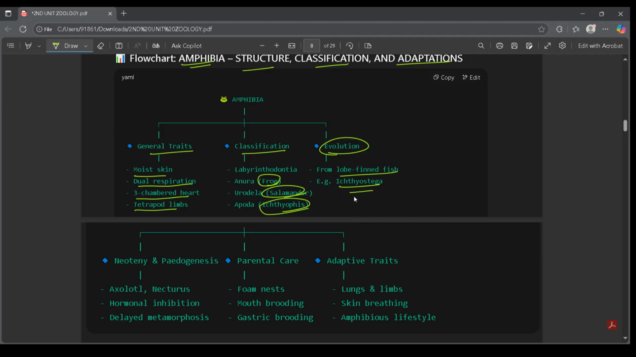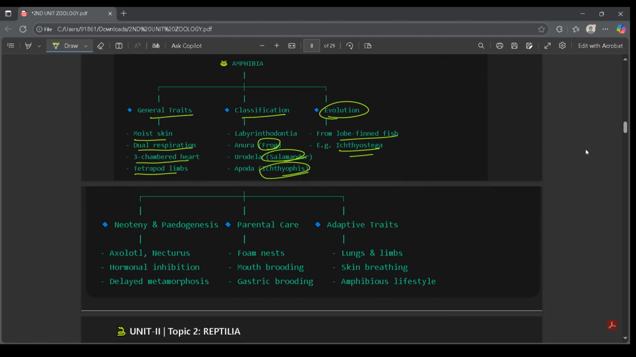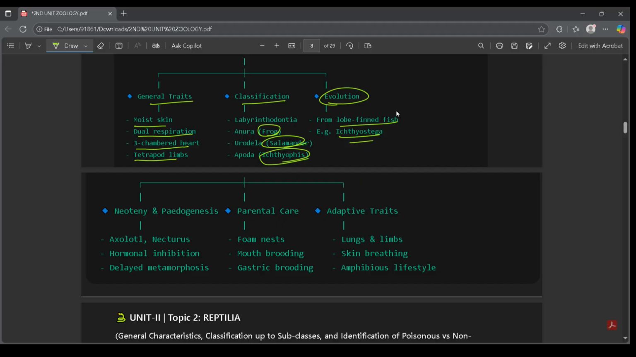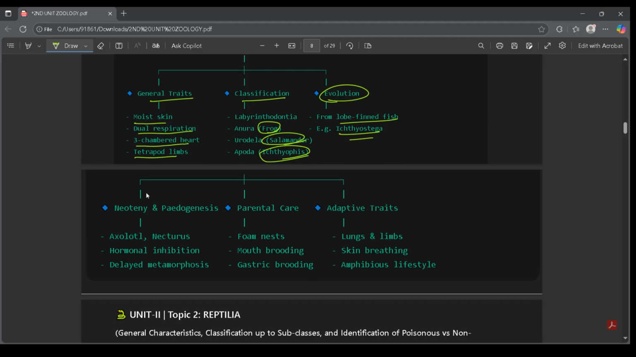Example, as you can see clearly here, Ichthyostega is the example of the lobe fish. Now we have neoteny and paedogenesis, parental care, and adaptive traits. Under neoteny and paedogenesis, we have axolotl and Necturus, with hormonal inhibition and delayed metamorphosis.